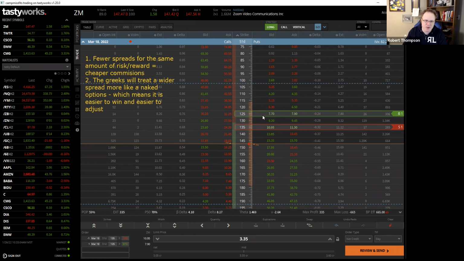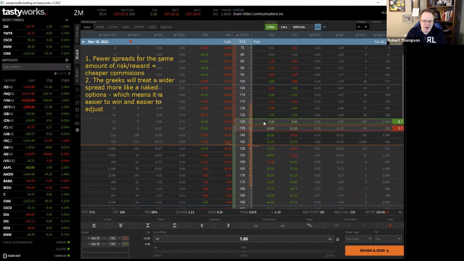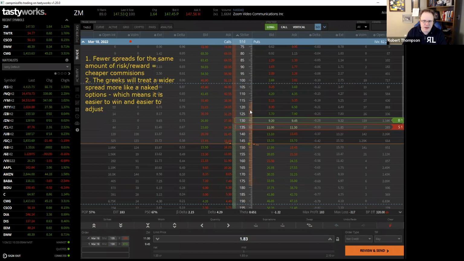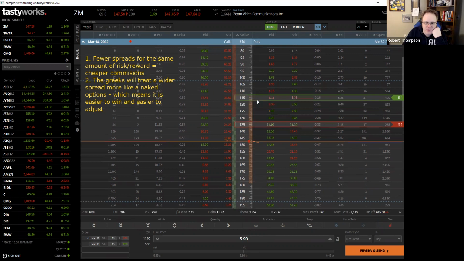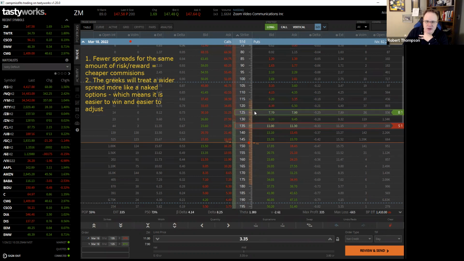For example, the $5 wide spread on Zoom pays really well. The $10 wide spread on Zoom pays acceptably well. $3.35 for a $10 wide is fine. 1/3 would be $3.33. But if I go $20 wide, I need $6.66 to be a third of the width of the strikes. I'm not getting that here. So $20 wide wouldn't quite work for Zoom. So I would probably do the $10 wide if I were going to trade this spread.